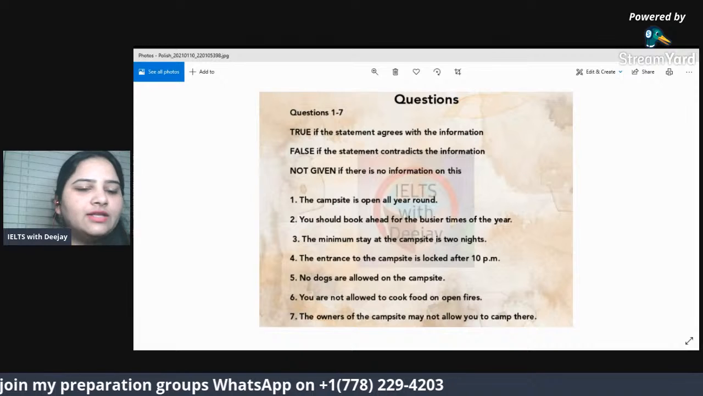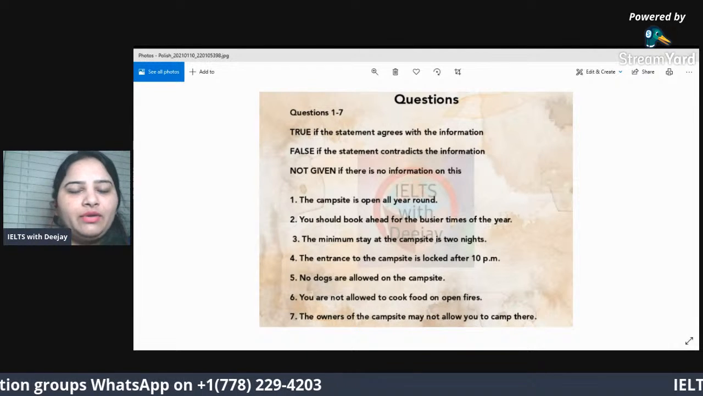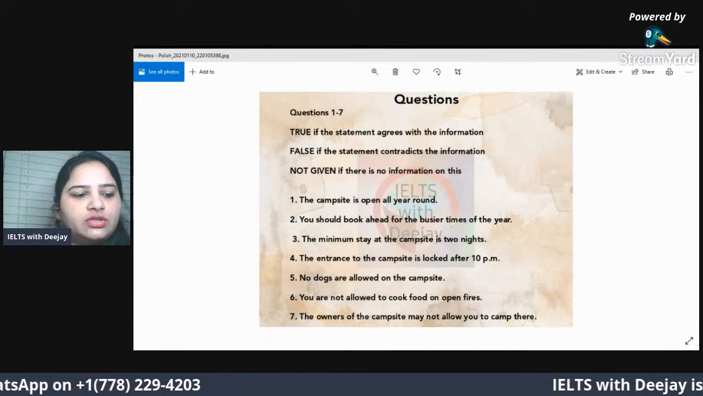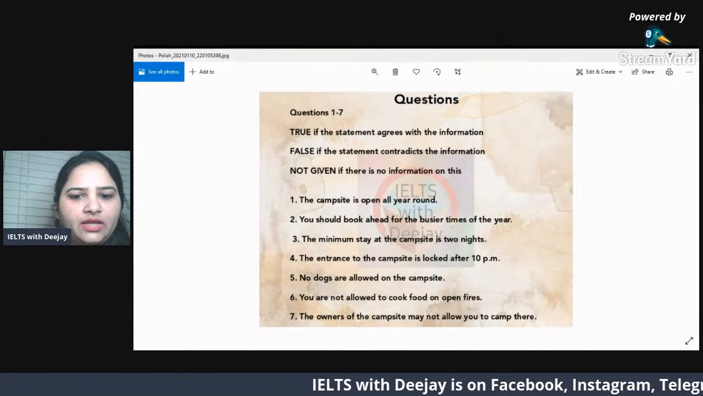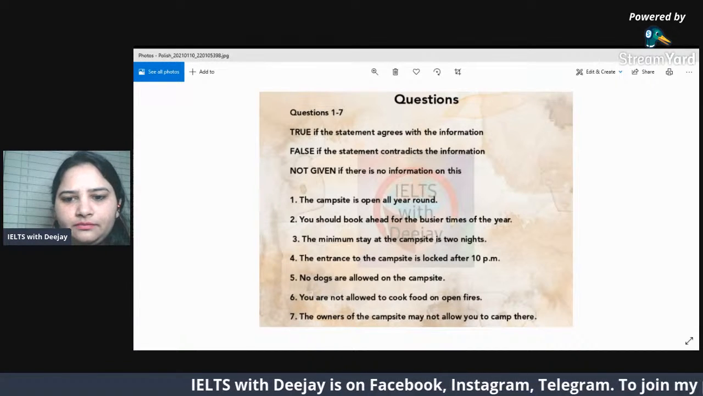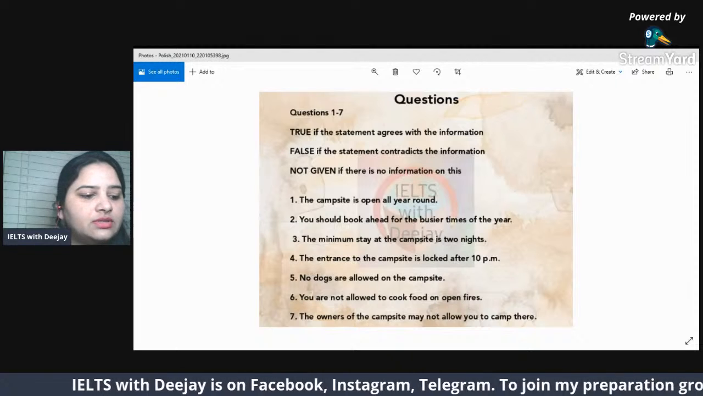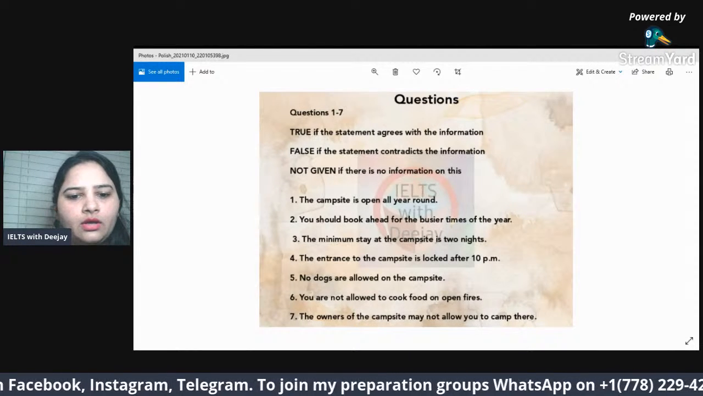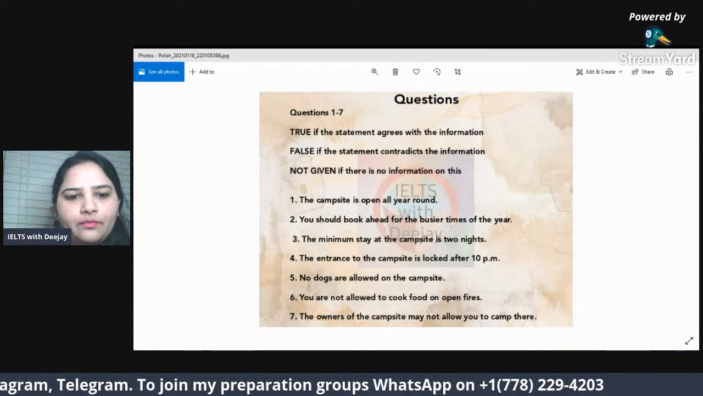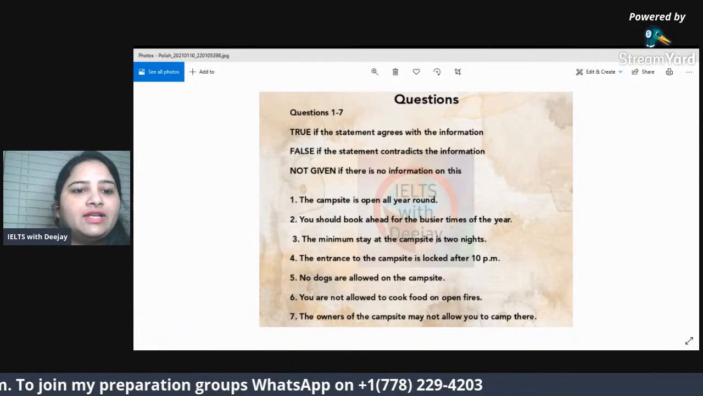Okay, the answer is false. Why? Because in the starting they have mentioned that the campsite is open from I think April to September. So the answer is false because it is not open all year. Okay, now find the second one.